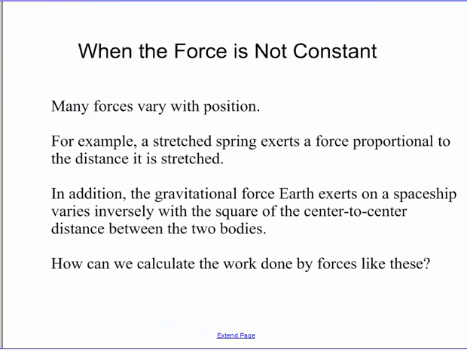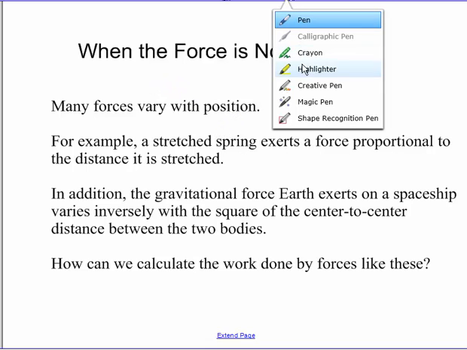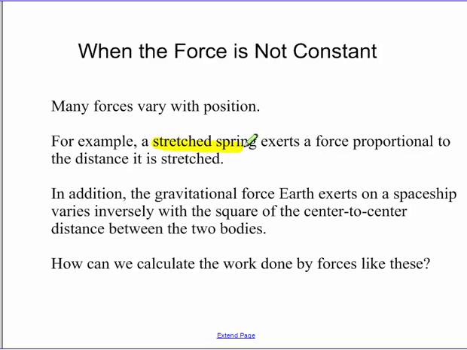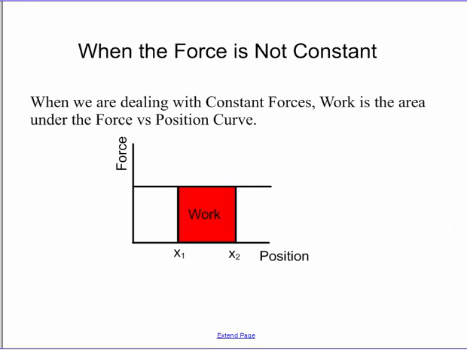Now, when force is not constant, you're usually going to get yourself into an integral, or figure out a way to find the area under the curve, because the force is not going to be constant. We often see this when we're dealing with spring forces. Also, the gravitational force the Earth exerts on a spaceship varies inversely with the square of the distance between the centers of the two objects, so that can change too. So let's look into a problem.